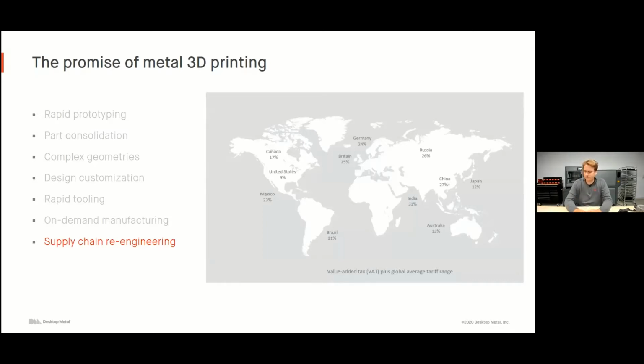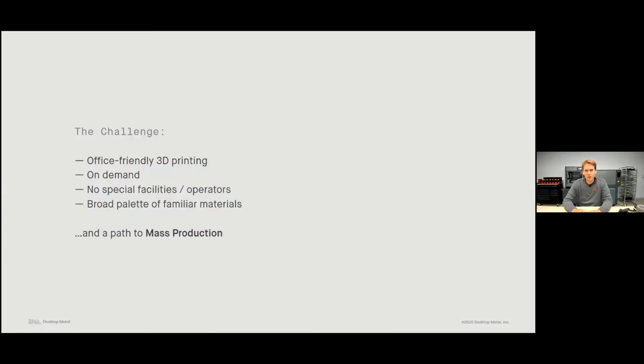So a little bit about Desktop Metal. The original challenge that we saw when founding Desktop Metal was we wanted to generate this office-friendly 3D printing technology. We wanted it to be on demand. We didn't want there to be any special facilities or operators required during the process.